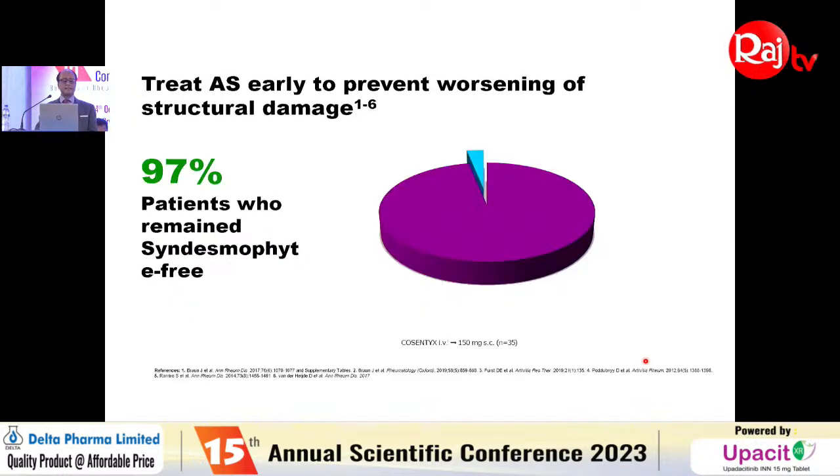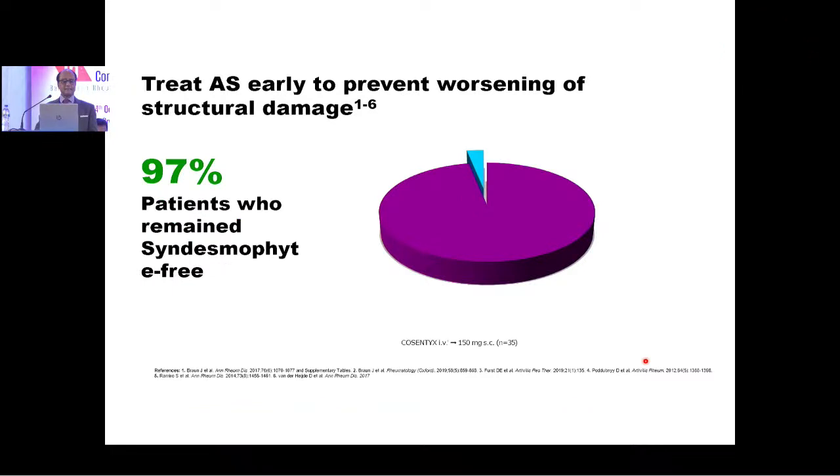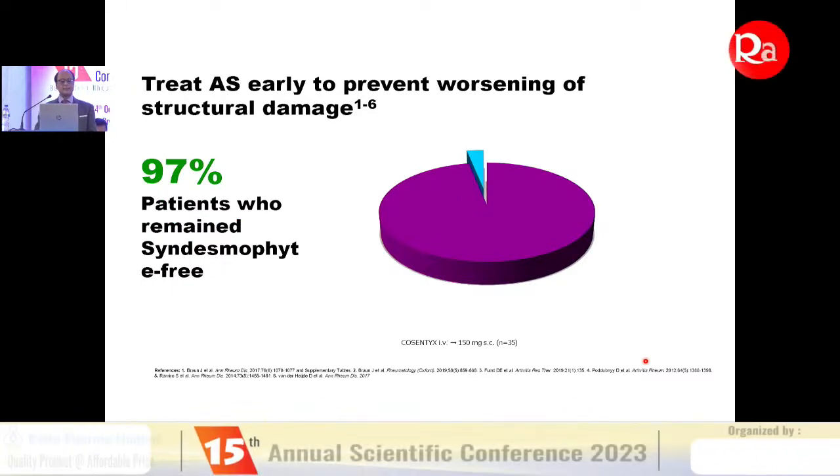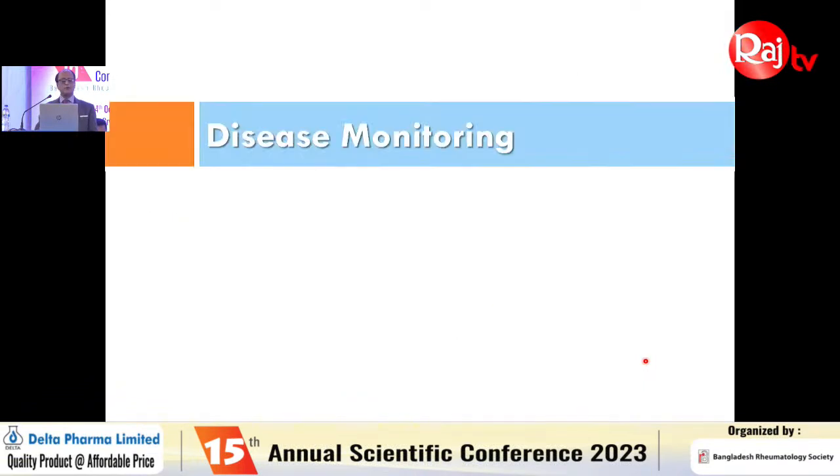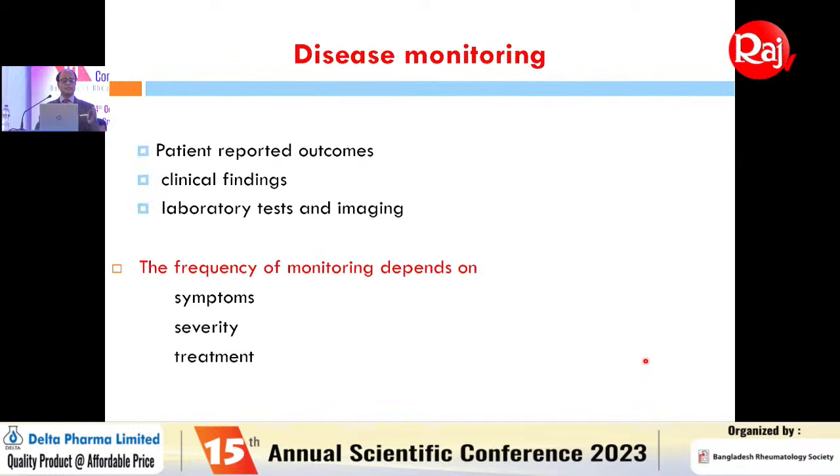And here is another study result, and 97% of patients remain syndesmophyte free. That's a good result. So how to monitor the disease? Definitely patient reported outcomes: clinical, laboratory, symptom severity and treatment, all these are important. We need to ask our patient.